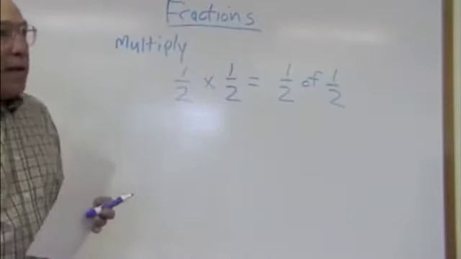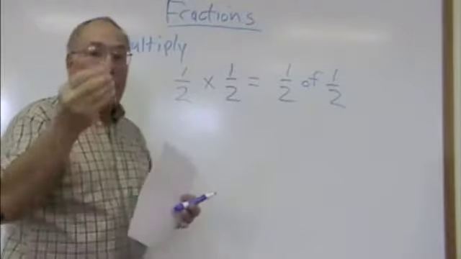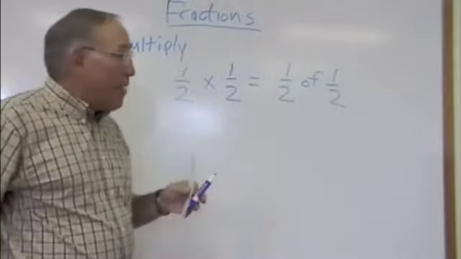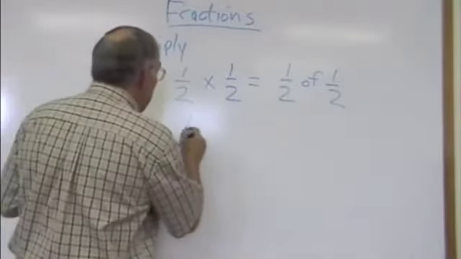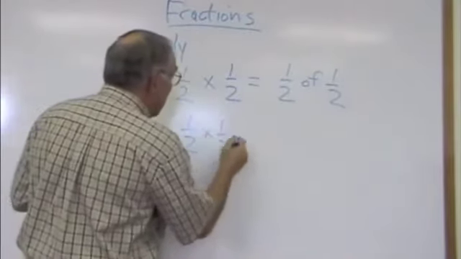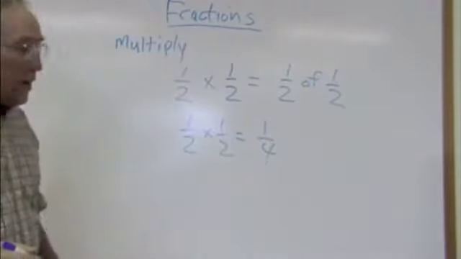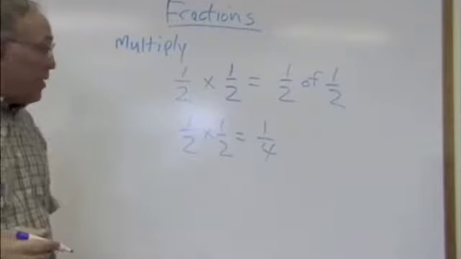Again, if we had money, and this is a half dollar, what is half of a half? Well, half of a half we know is a quarter. So this is how we can figure out what the rule is for multiplying two fractions.